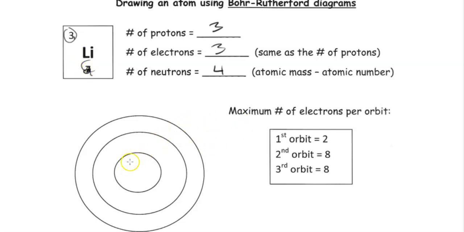What goes in the nucleus? The nucleus, so... Good. And you've got 2 electrons in your first orbit and 1 in your second.